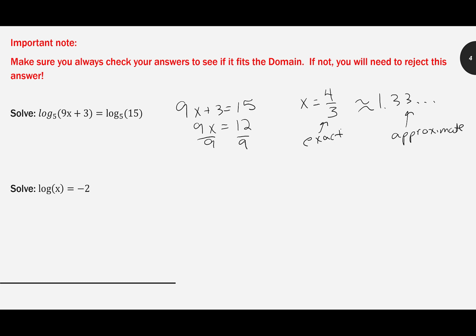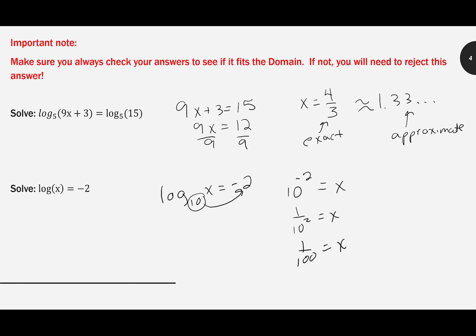I have a constant on the right, a log on the left, that says we're going with the definition. What you should notice is there's not a base. So when the base isn't given, it's understood to be 10. This is a common log. So this says I take the 10, I raise it to the negative 2 power, and this gives me x. Probably better to write 10 to the negative 2 as 1 over 10 squared, which is 1 over 100.